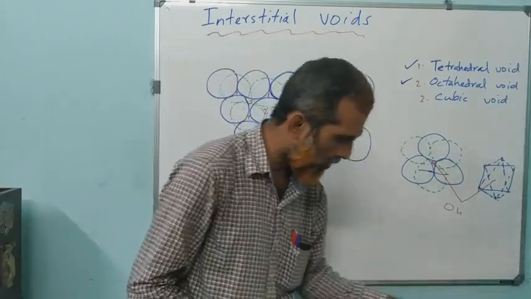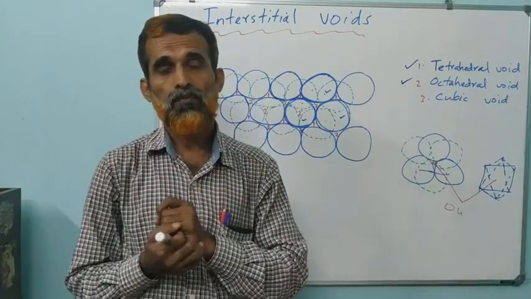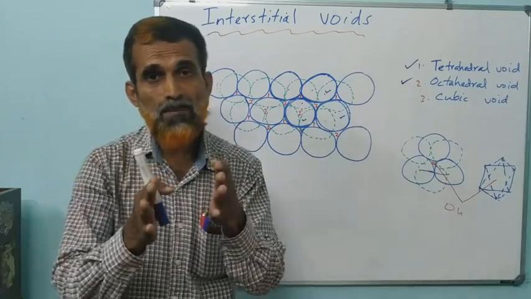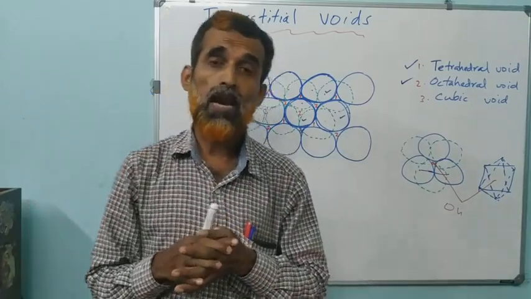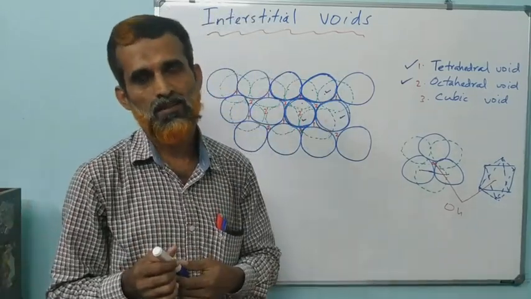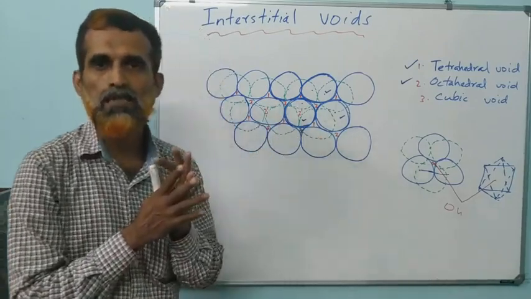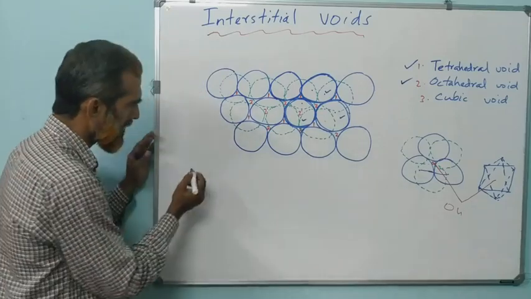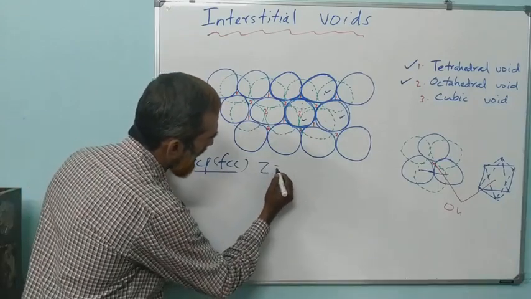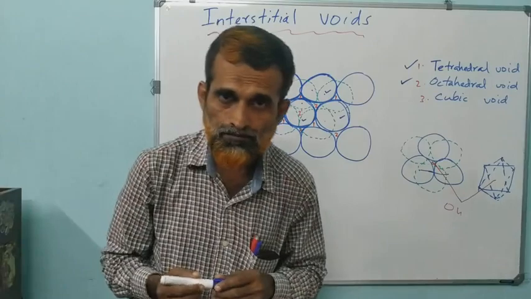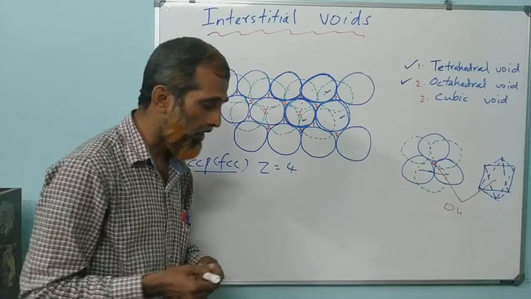The point is that on close examination, it is found that the number of octahedral voids is the same as the number of spheres in the crystal, and the number of tetrahedral voids is double the number of spheres. You understand? So based on the number of spheres, the effective number of particles, we can calculate. For example, in CCP, which is the same as FCC, you know that in a unit cell there are effectively 4 particles, right? So how many tetrahedral voids and how many octahedral voids are there?